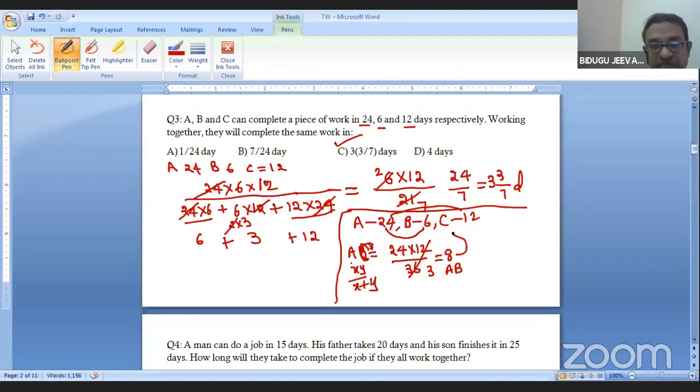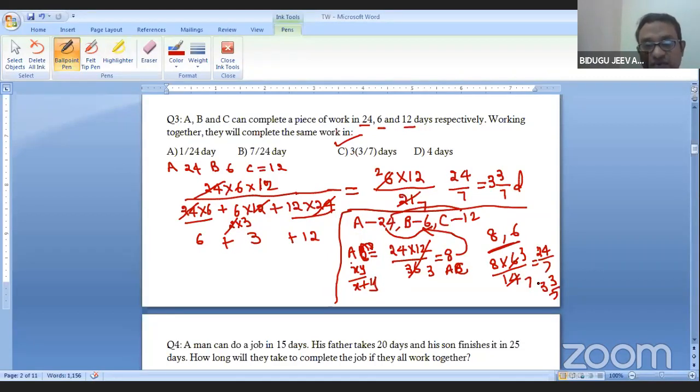Now, join AC with AB. That means 8 and 6. So you can play with this. So 8 into 6 by 14. 2 3s, 2 7s. So 8 3s are 24 by 7. 7 3s are 21, 3 by 7. I think you understood this one.